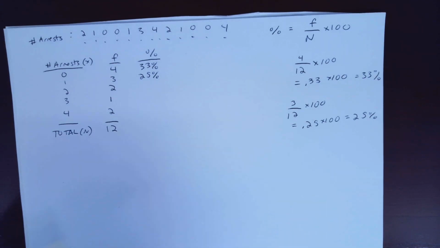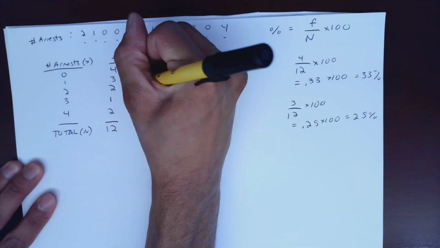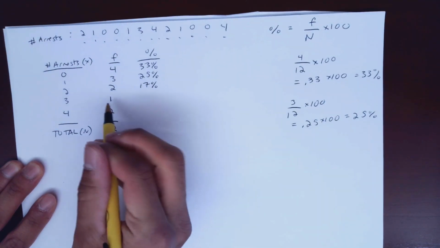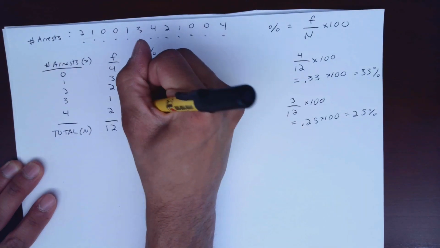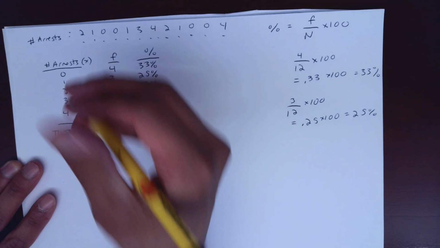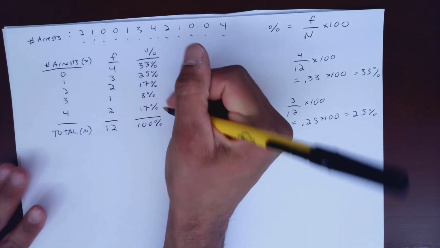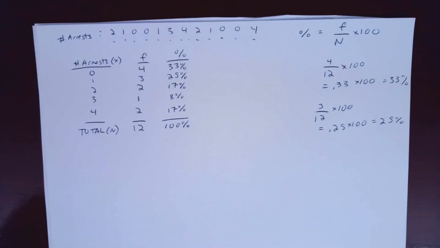I won't go through each of these here, but you can check the calculations if you want from home. But for a frequency of 2, we end up with about 17%. For a frequency of 1, we end up at about 8%. And then this frequency of 2 again will once again be about 17%. You can always double check your relative frequencies. They should add up to 100%, give or take a percentage point or so on either side, depending on how you rounded them off. And now we've added relative frequencies to this table.